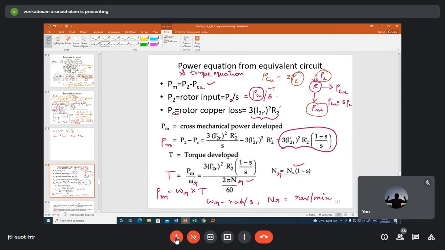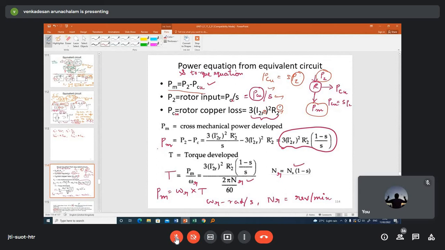What is my P copper loss? P copper loss is nothing but 3 I squared R2. From the equivalent circuit I am deriving this. This is the equivalent circuit I am referring to the stator side. So it is not simply I2 and R2, it is I2 dash and R2 dash. So 3 times I2 dash the whole square into R2 dash. Simply you substitute these two in this equation.